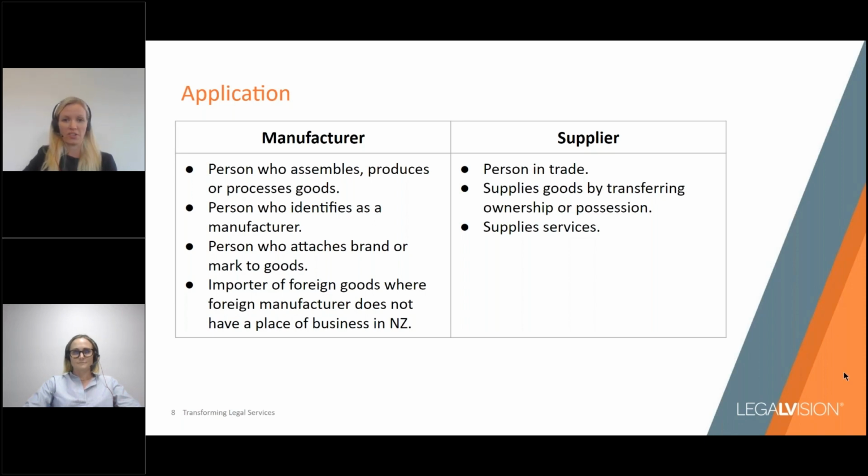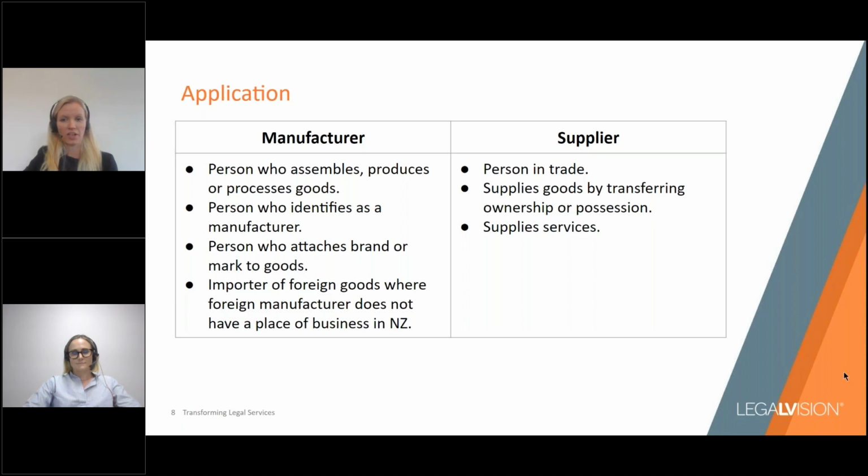Now that we know about manufacturers, let's turn to suppliers. A supplier is a person who in trade supplies goods to a consumer by transferring the ownership or the possession of the goods to the consumer, and this is done in many different ways, such as selling them to them, hire purchase, leasing, or that person supplies services to a consumer, such as a cleaning business or other repair or contracting services. Under the CGA, certain guarantees are provided by suppliers and certain guarantees are provided by manufacturers.